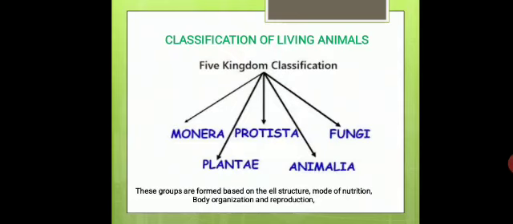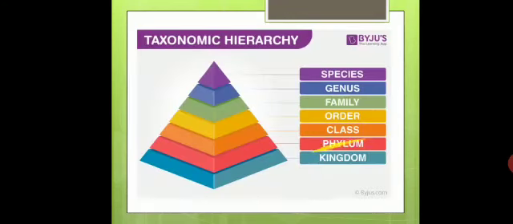So how have these groups been formed? Based on the cell structure, mode of nutrition, body organization and reproduction. And the scientist Carolus Linnaeus also gave the taxonomic hierarchy, that is, the order of classification. You have to see from the bottom because it is increasing from the bottom. The largest is kingdom, followed by phylum, followed by class, order, family, genus and species. Let us discuss one by one.